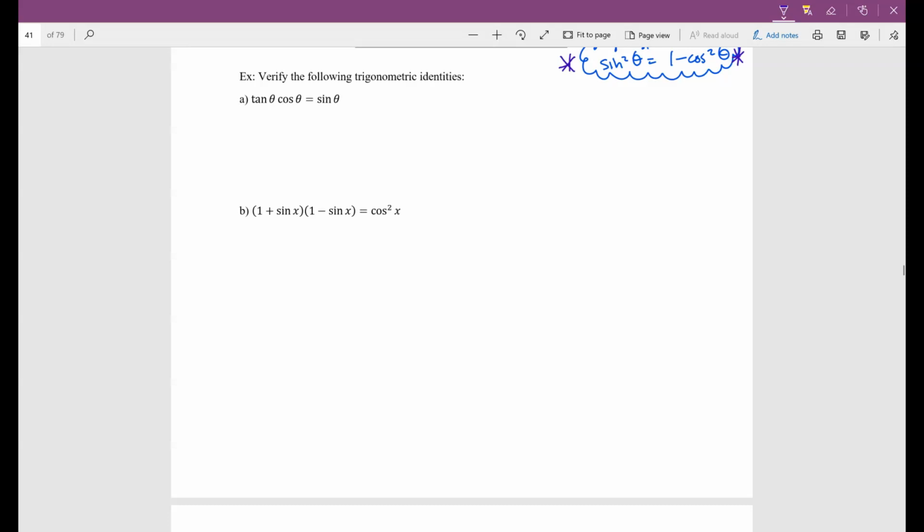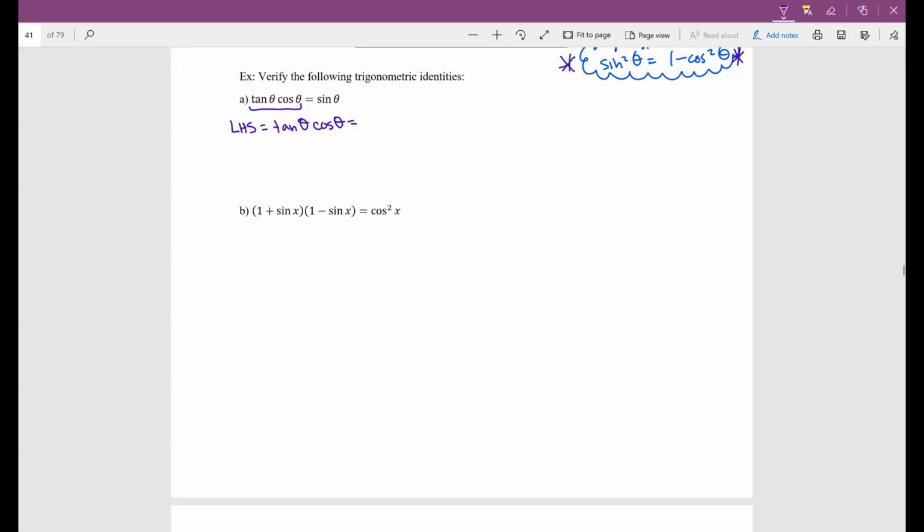In this case, it seems like we can do way more with the left-hand side than we can do with the other side. So let's show that our left-hand side, which is where we're going to start, tangent of theta times cosine of theta, is equal to the right-hand side, sine. We have to do a lot of algebra to figure this out. The first thing I think about is that I really can't do anything with the cosine, because the cosine doesn't really have an identity.